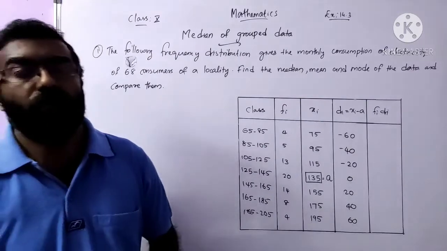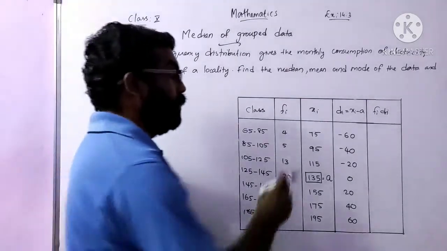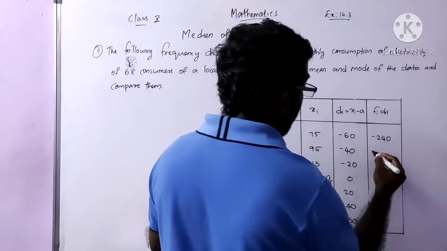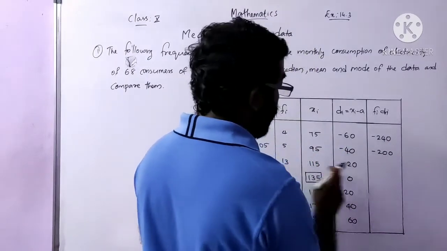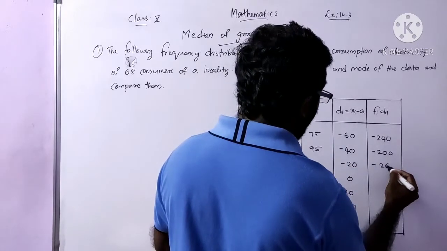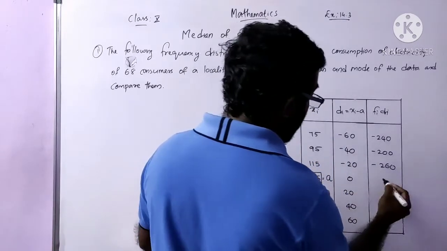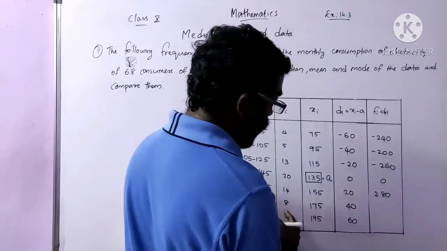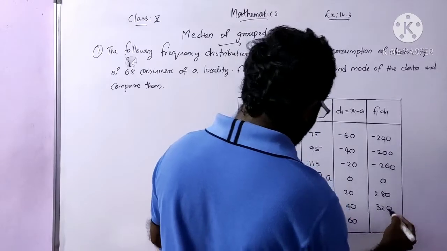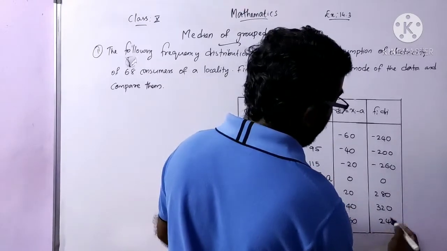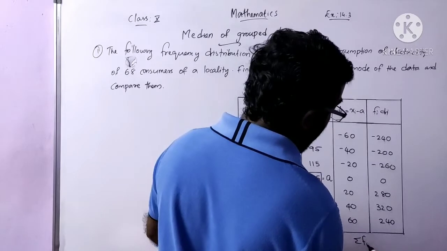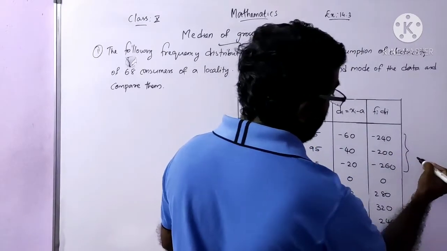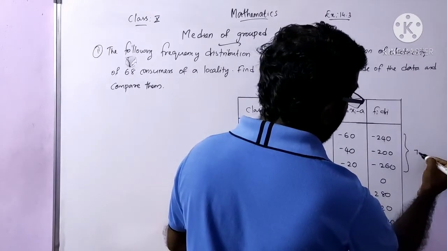Now the next column, Fi Di, that is Fi into Di. 4 into minus 60 is minus 240. 5 into minus 40 is minus 200. 13 into minus 20 is minus 260. Then 20 into 0 is 0. 14 into 20 is 280. 8 into 40 is 320. 4 into 60 is 240. Now we can find sigma Fi Di. If we add these negative numbers, we get minus 700.